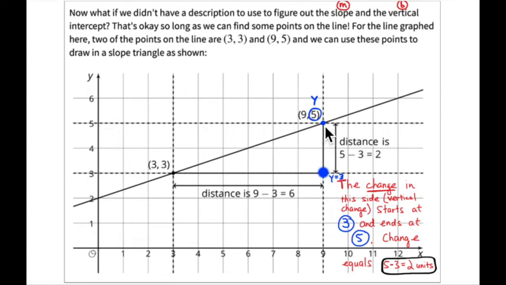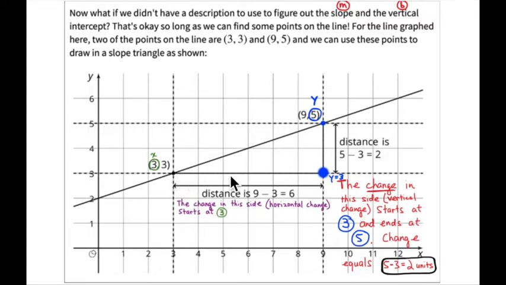So this change in the y value right here, the side that measures along the y-axis, that change is 2 units. And the change in this side, that's the horizontal change, that one also starts at 3, except it's a different 3. It's 3 from the y-axis going this way. This 3 is a 3 from the x-axis going up here. I would have chosen a different number here to avoid that confusion. Anyway, so the change in this side starts at this 3.